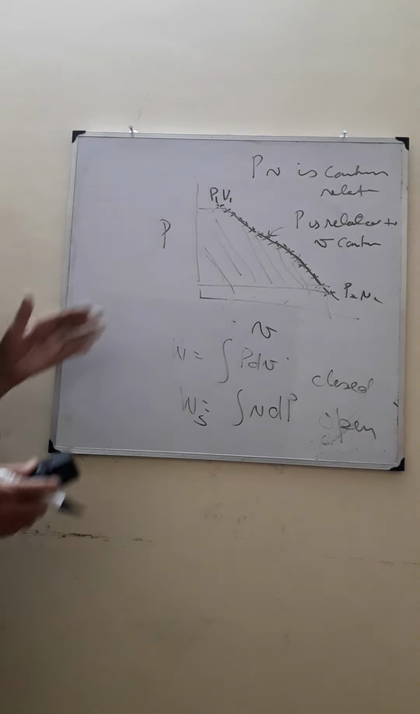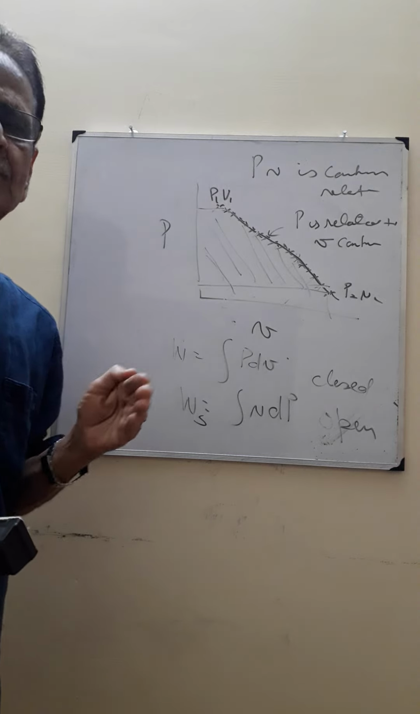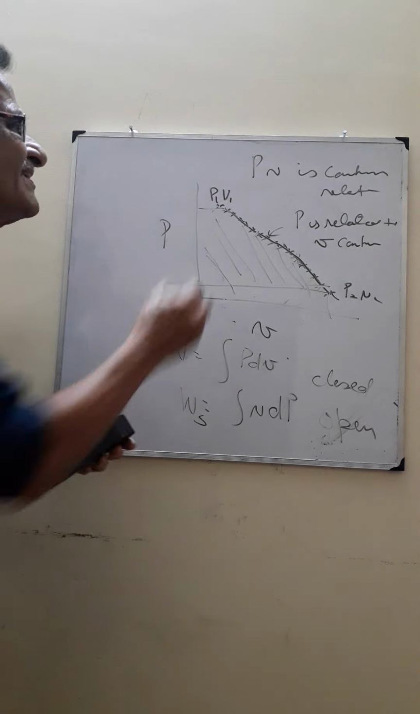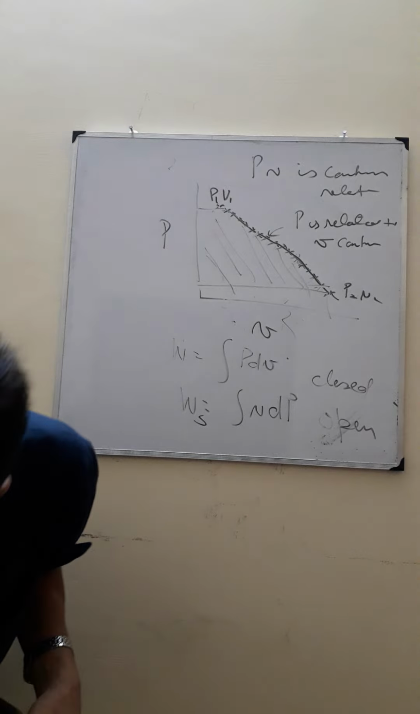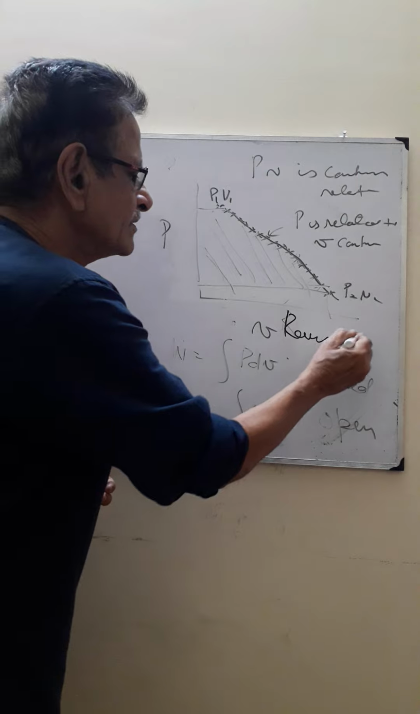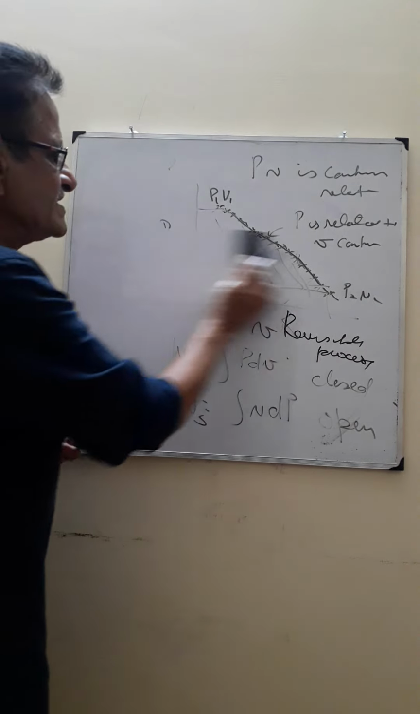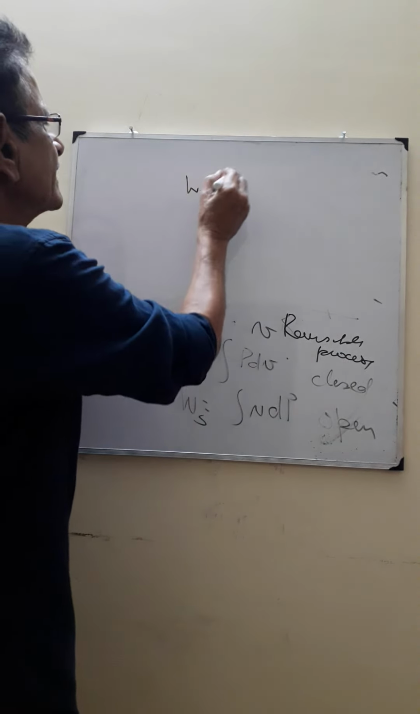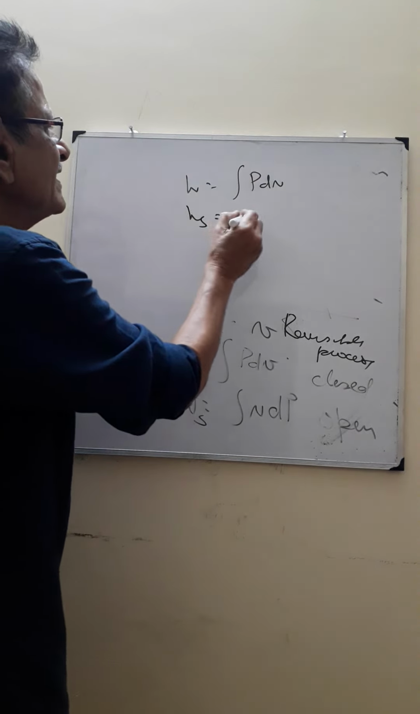Now we see this process is very, very slow, but at any point of time there is a relation between the pressure and volume. Therefore, it's called a reversible process. Now, let's come back to this equation. W equal to integral P dV, and Ws is equal to integral V dP.